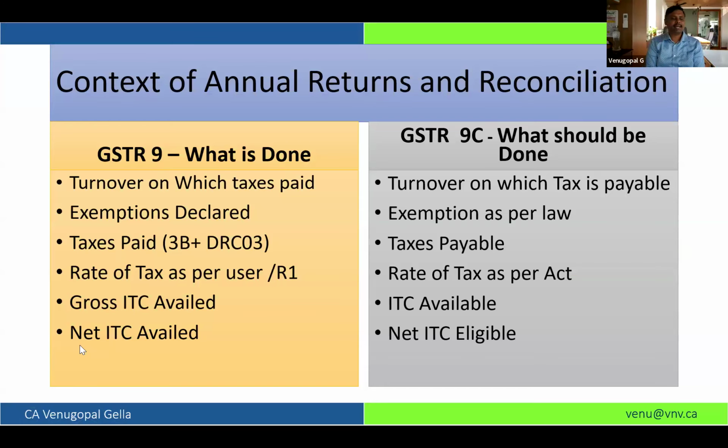We have GSTR 9 and GSTR 9C. Now, GSTR 9 is the annual return. GSTR 9C is the reconciliation statement.